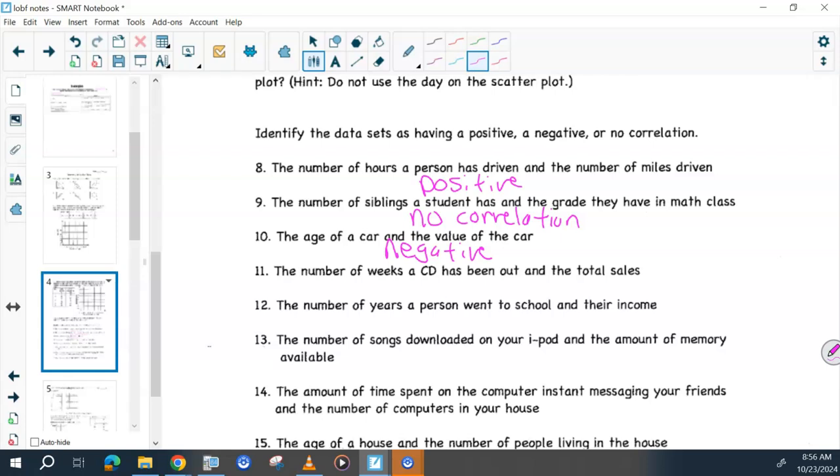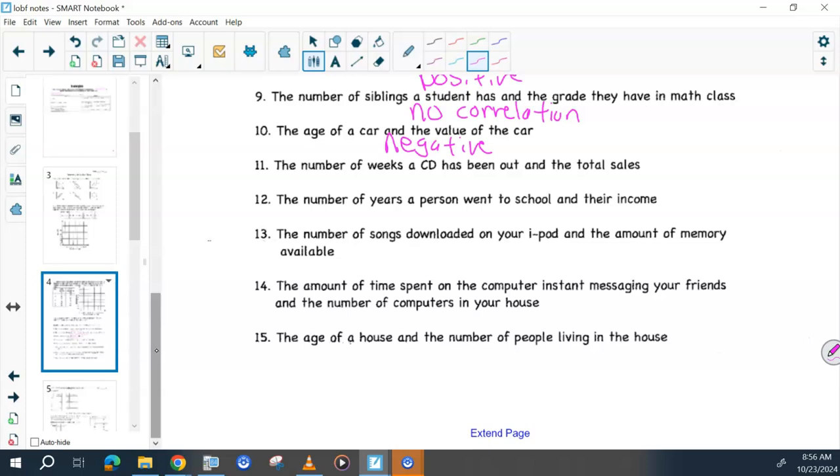If it's an antique, sure, but usually not. Not all cars are antiques. Okay, we'll do one more. The number of years a person went to school and their income. Positive. Usually the more years you spend in school, the higher you get paid. The more you get paid, there we go.